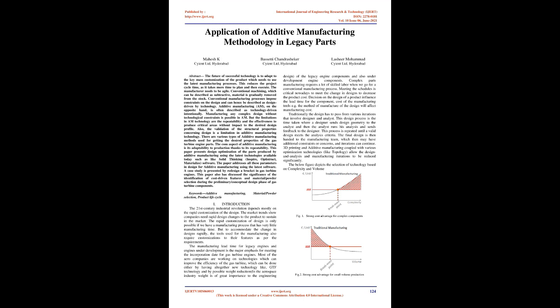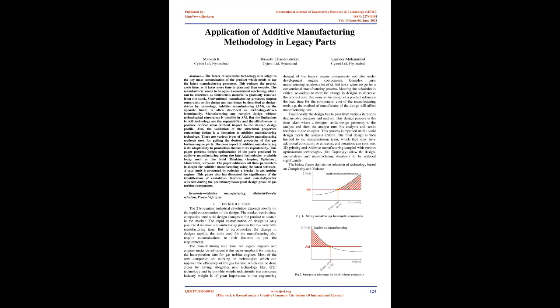But the limitations in AM technology are the repeatability and the effectiveness to produce critical areas without impact to the desired design profile. Also, the validation of the structural properties concerning design is a limitation in additive manufacturing technology. There are various types of additive manufacturing methods used for getting the desired properties of the gas turbine engine parts. The cons aspect of additive manufacturing is its adaptability to production due to its repeatability.